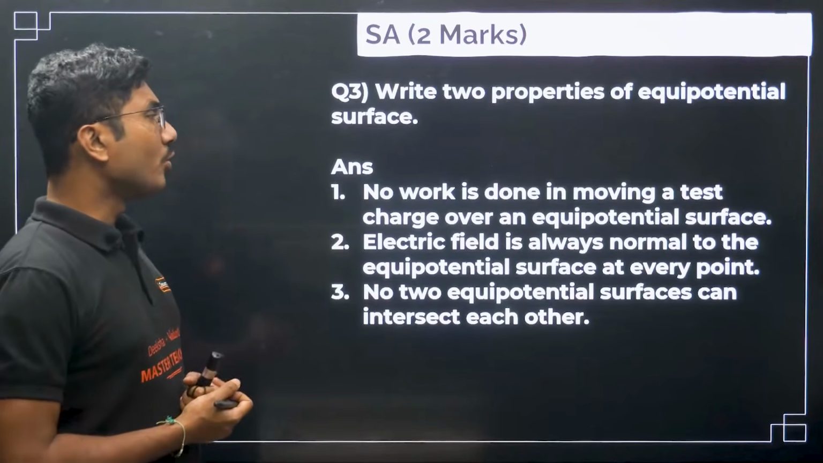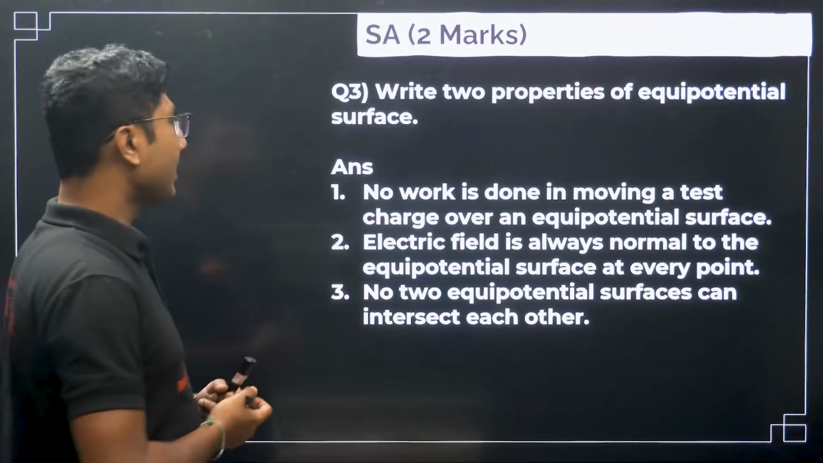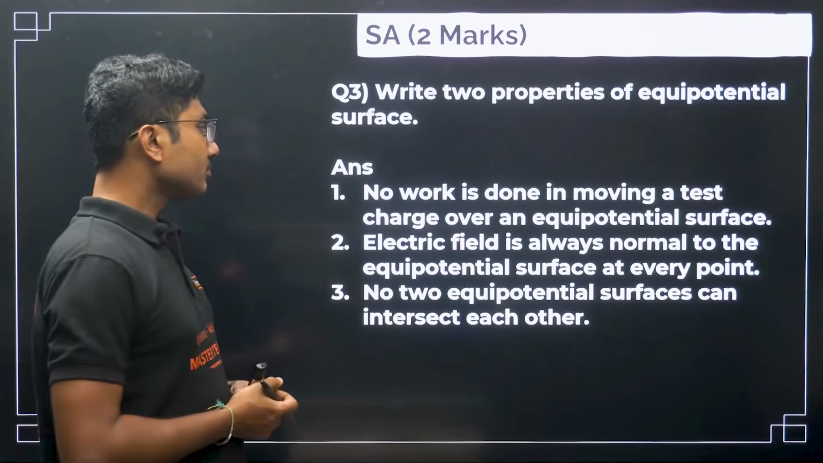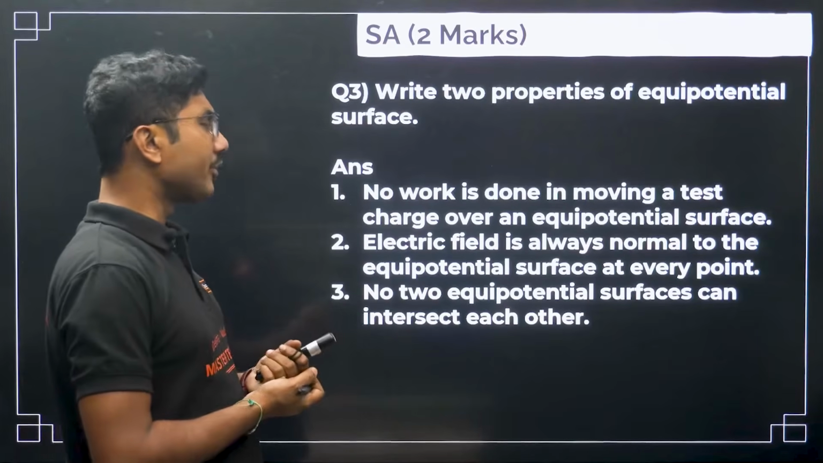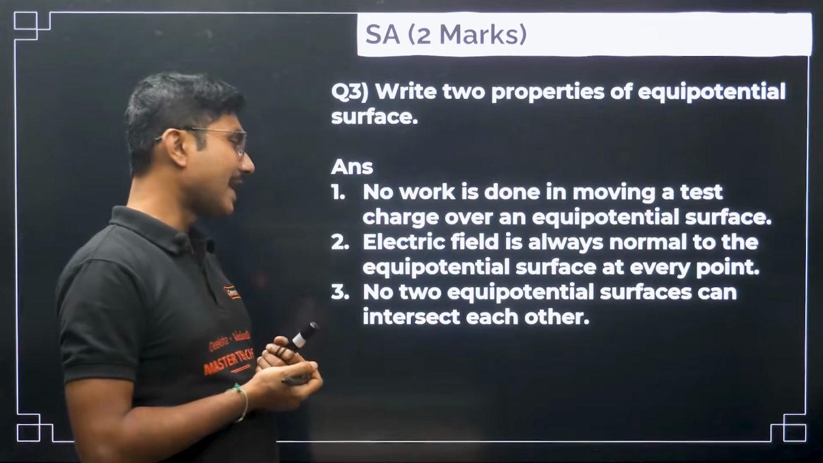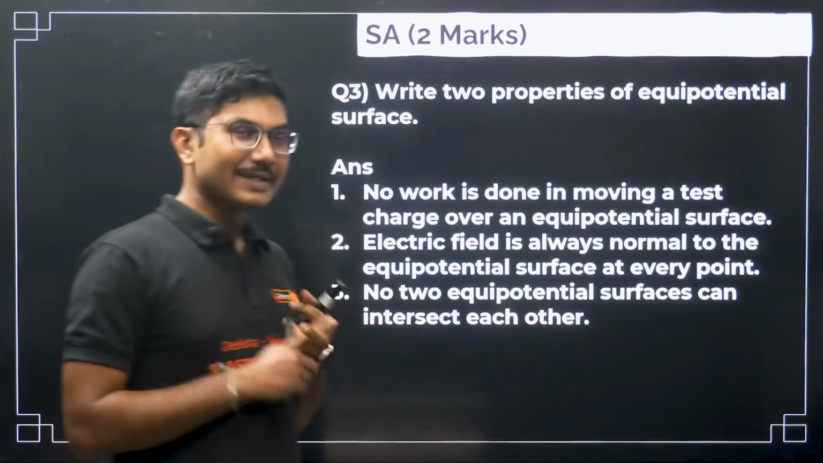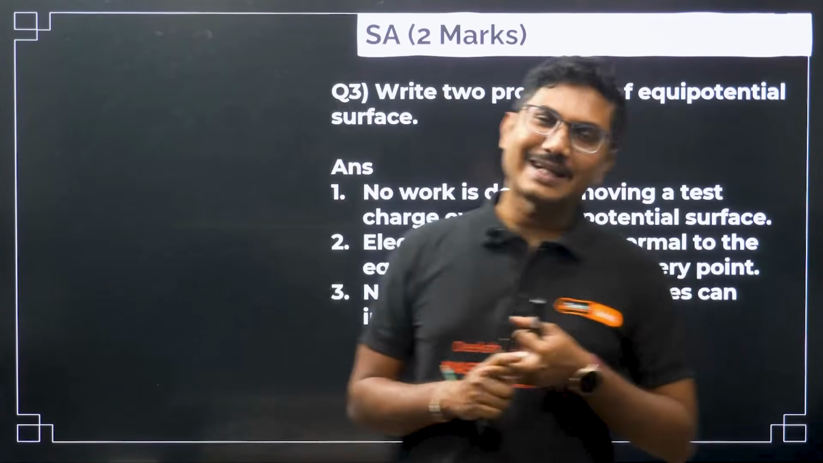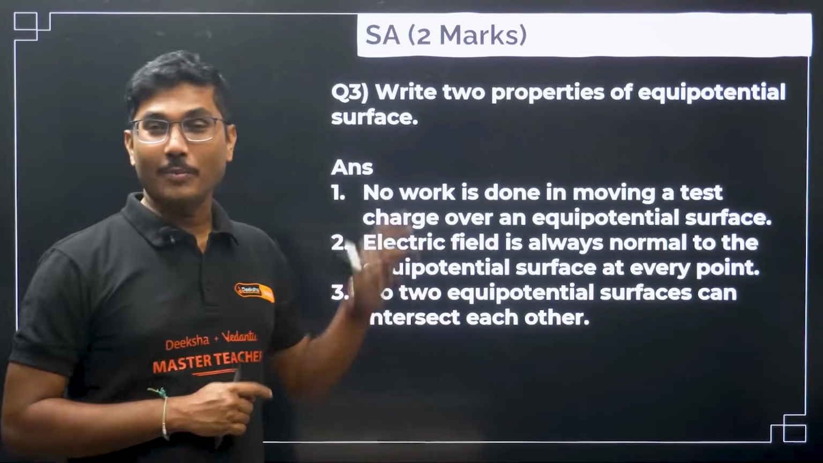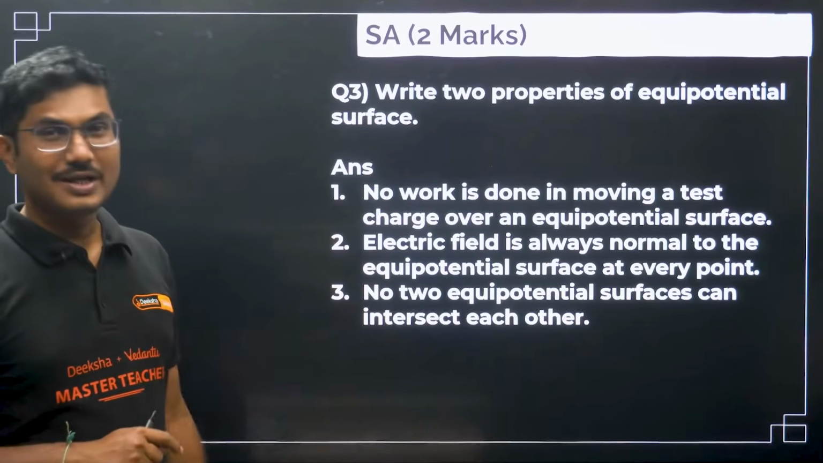Let's see. No work is done in moving a test charge over an equipotential surface, right? If you move a charge on an equipotential surface, the work done will be 0. Electric field is always normal to the equipotential surface at every point. No 2 equipotential surfaces can intersect each other. The favorite of them all, right? No 2 electric field lines can intersect, no 2 magnetic field lines can intersect, no 2 equipotential surfaces can intersect. So this is the most common property across everything: electric field, magnetic field, as well as equipotential surface.